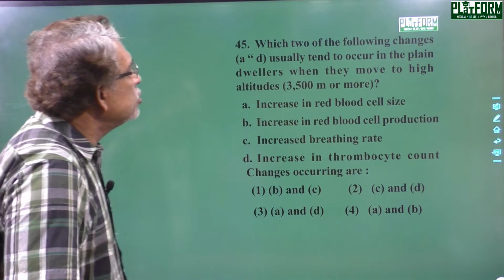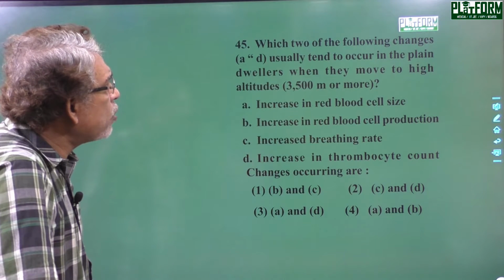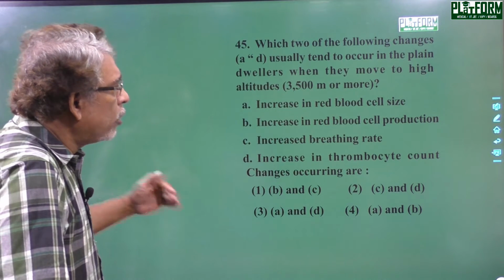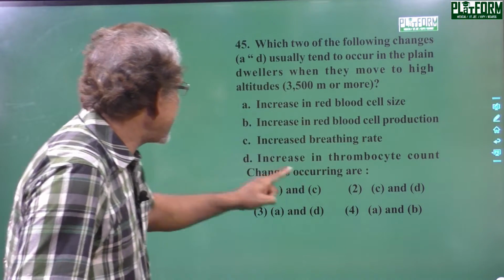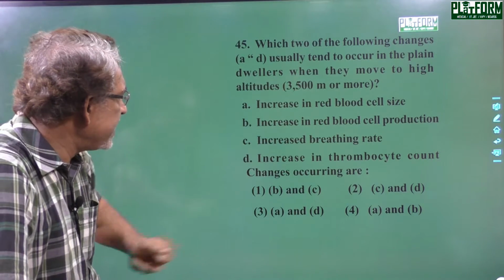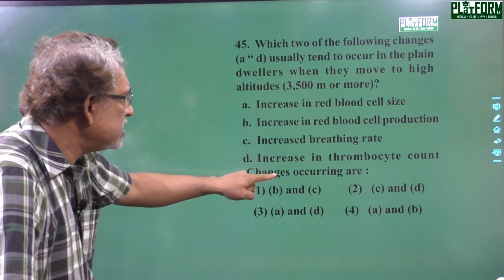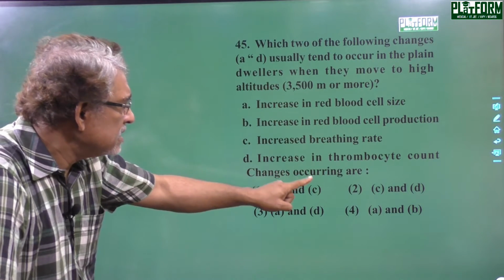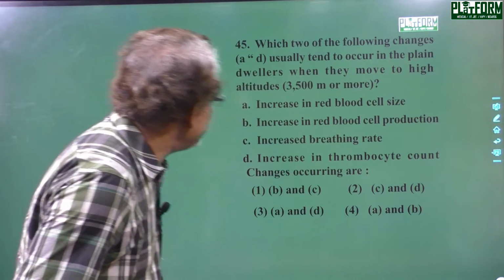Question says, which two of the following changes A to D usually tend to occur in plain dwellers when they move to high altitude for more than 6 months? A, increase in red blood cell size. B, increase in red blood cell production. C, increased breathing rate. D, increase in thrombocyte or platelet count. The changes occurring are option 1, B and C, second option C and D, third option A and D, and fourth option A and B.